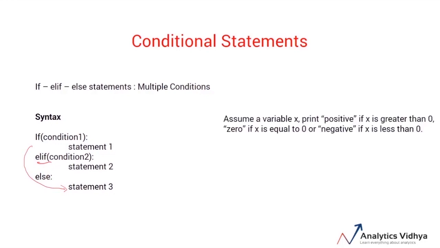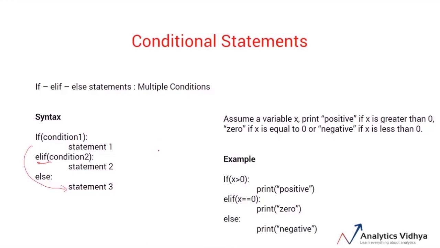Let's look at this problem. Assume that we have a variable x and we want to print positive if x is greater than 0, print 0 if x is equal to 0, and negative if x is less than 0. So how can we convert this problem statement into a if, elif, else statement?